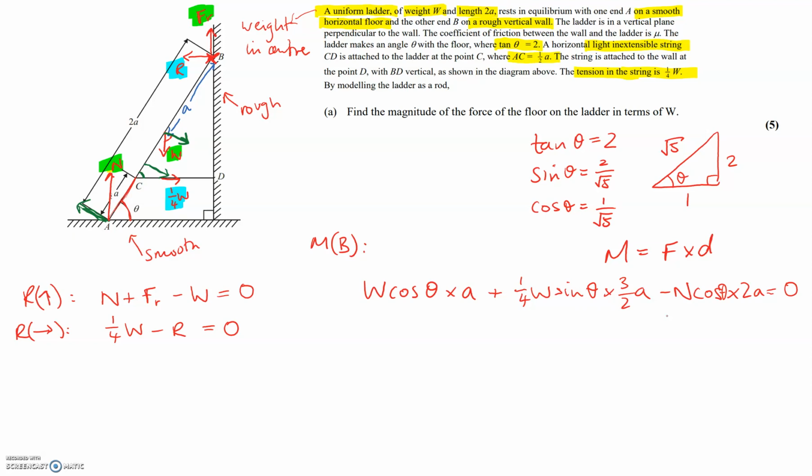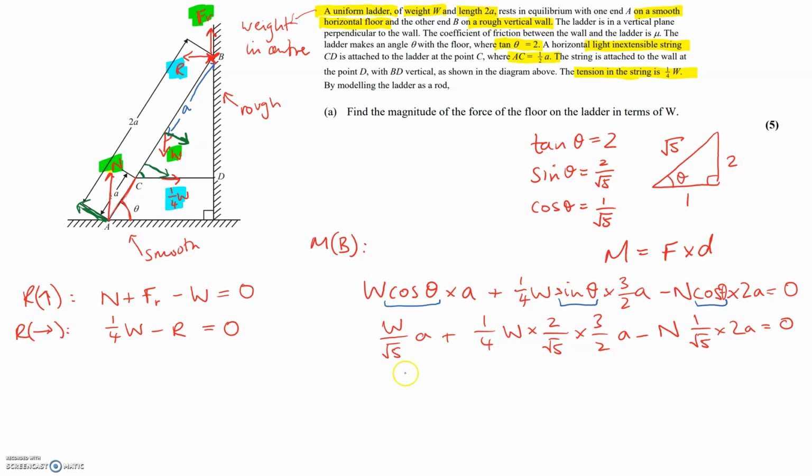So what we can do now is look at the values that we've got for sine and cos theta. Now we worked out that cos theta is 1 over root 5, so this is going to be W over root 5 A plus a quarter W. Sine theta is 2 over root 5, so it's times 2 over root 5 times 3 over 2 A, minus N cos theta again is 1 over root 5 times 2A. And we can simplify all of this.